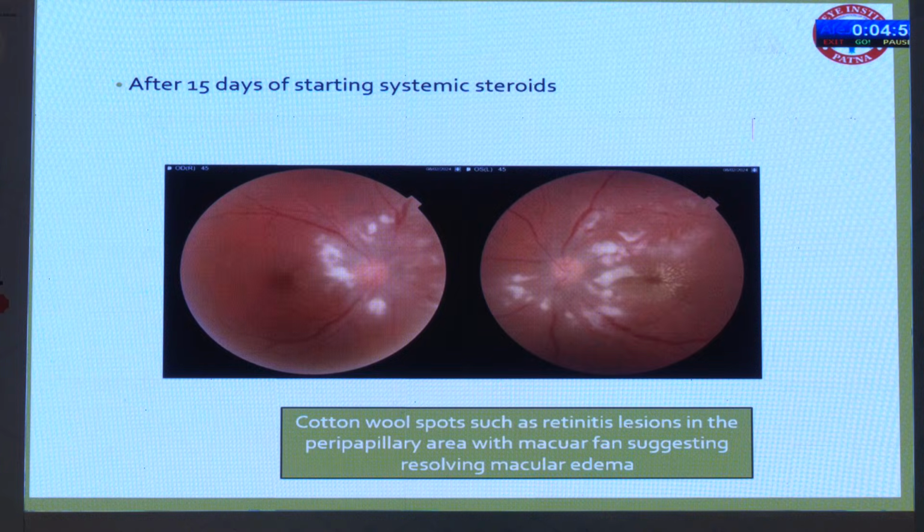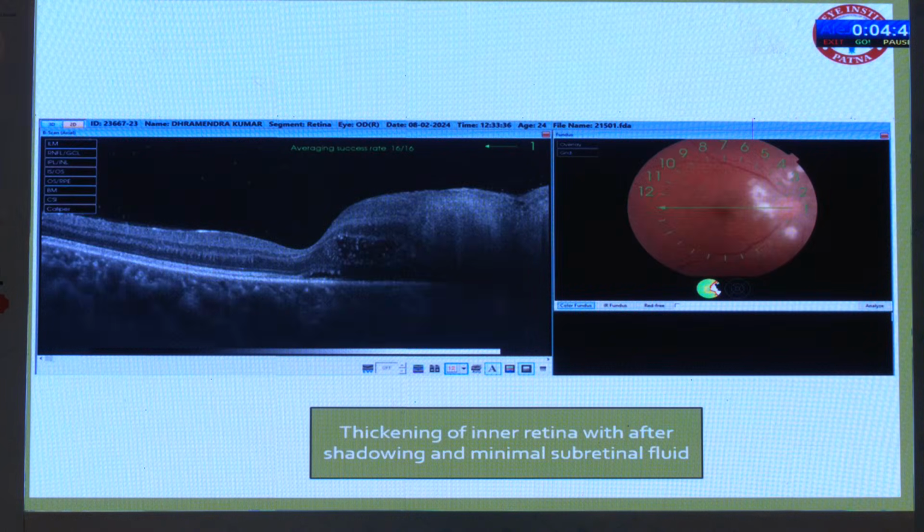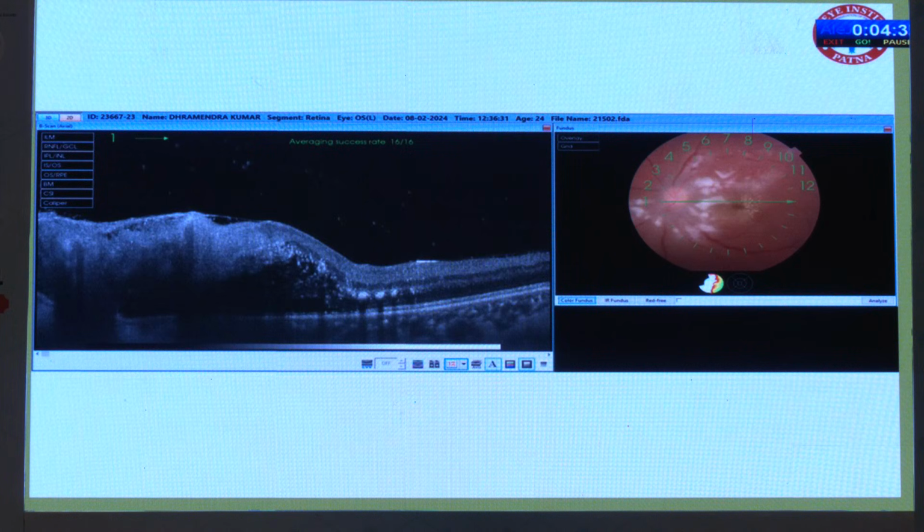There were cotton wool spots and retinitis lesions in the peripapillary area, and in the left eye there was a macular fan which suggested resolving macular edema. And this was the OCT picture. There was thickening of the inner retina and after-shadowing with minimal subretinal fluid. So the fluid had absorbed, but the peripapillary area was absolutely choked. And this was the OCT image of the left eye.